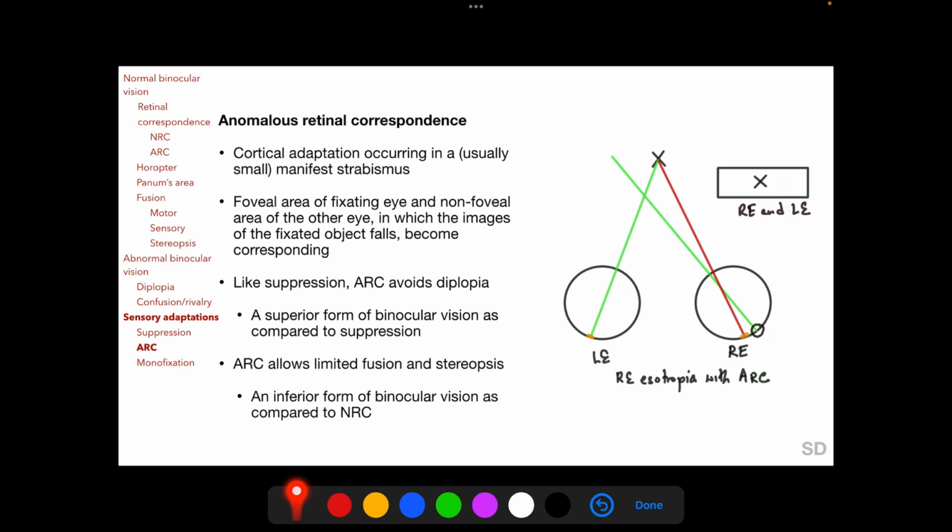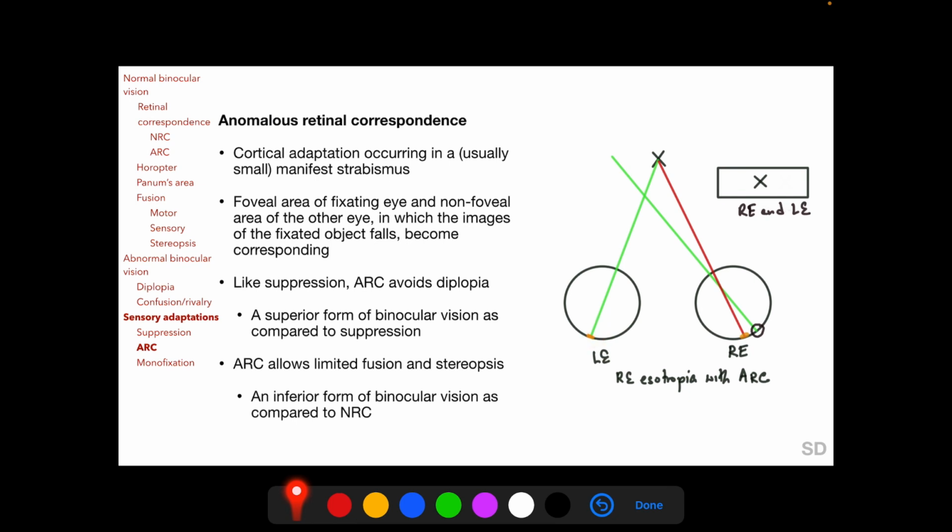The other type of sensory adaptation of the visual system to sensory abnormalities in strabismus is anomalous retinal correspondence, and this is also an adaptation in the visual cortex and occurs in manifest strabismus, usually of a small magnitude. In anomalous retinal correspondence, the foveal area of the fixating eye and the non-foveal area of the deviating eye, which receives the image of the target being fixated by the fixating eye, correspond to each other.